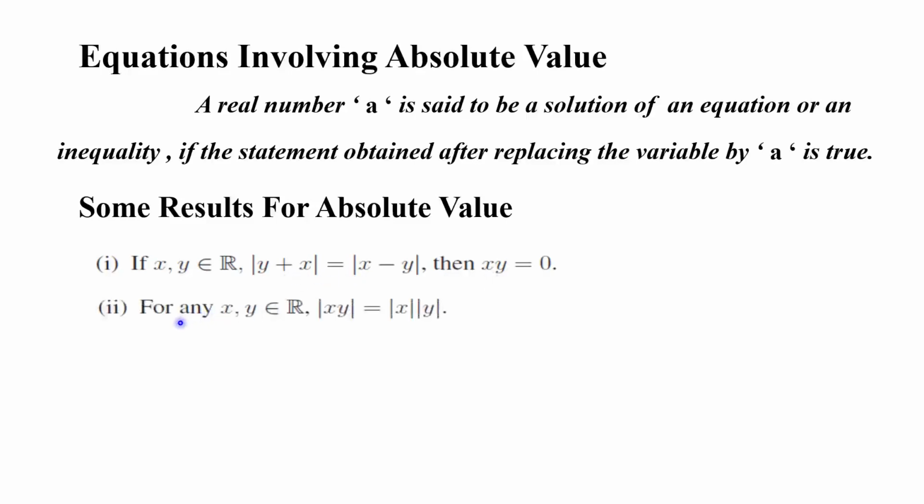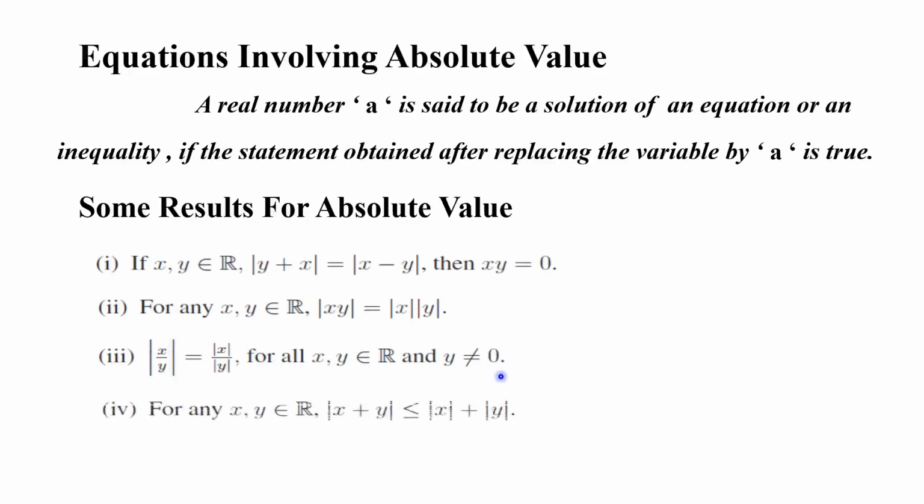Next result is, for any x comma y belongs to R, modulus of xy equal to modulus of x into modulus of y. Third one is, modulus of x divided by y equal to modulus of x by modulus of y for all x comma y belongs to R and y not equal to 0. Because if the denominator becomes 0, the whole value is infinity. So the denominator must be not equal to 0.